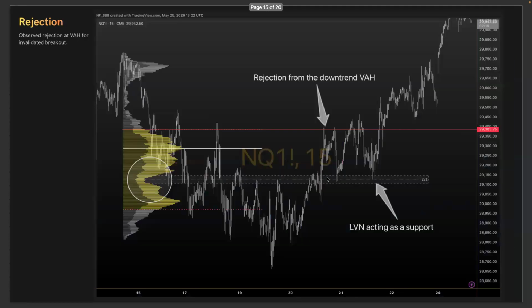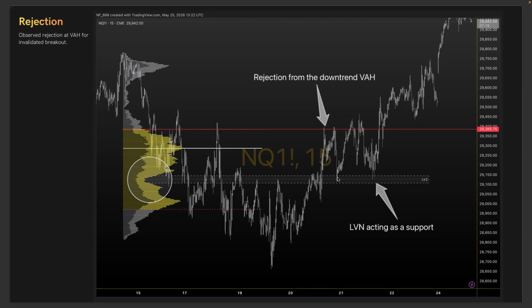After that, we have a rejection example. For example, we had here, I marked the downtrend volume profile from the high to the low, and we had the value area high here. So we came up once we sort of reclaimed the value area. This was not a very clean reclaim, but eventually we came higher. We tapped the value area high of that volume profile twice.